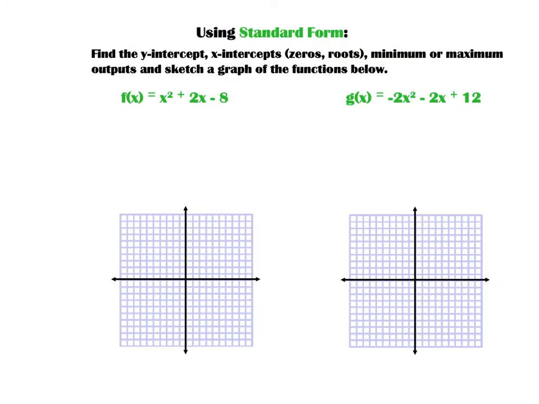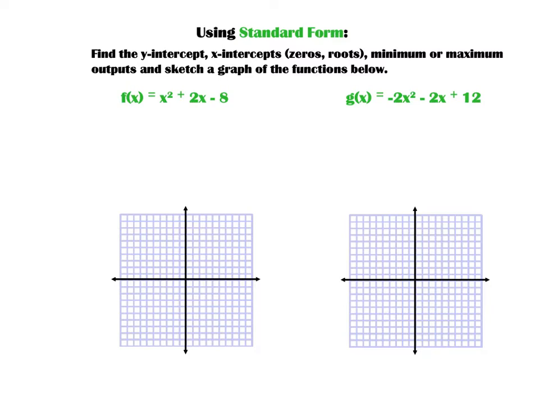So here we have standard form. We're going to find the y-intercept as well as the x-intercepts. A synonym for x-intercepts is zeros and roots. So be prepared to find the zeros of the function or find the roots of the function. Those are all synonyms. Then we're going to find the minimum or maximum output, which is tied directly to the vertex output, and sketch a graph of the function.